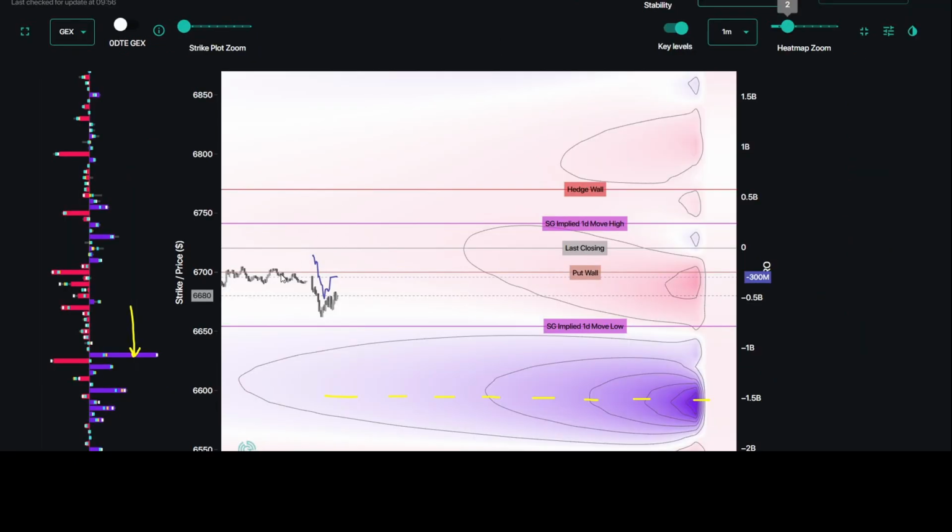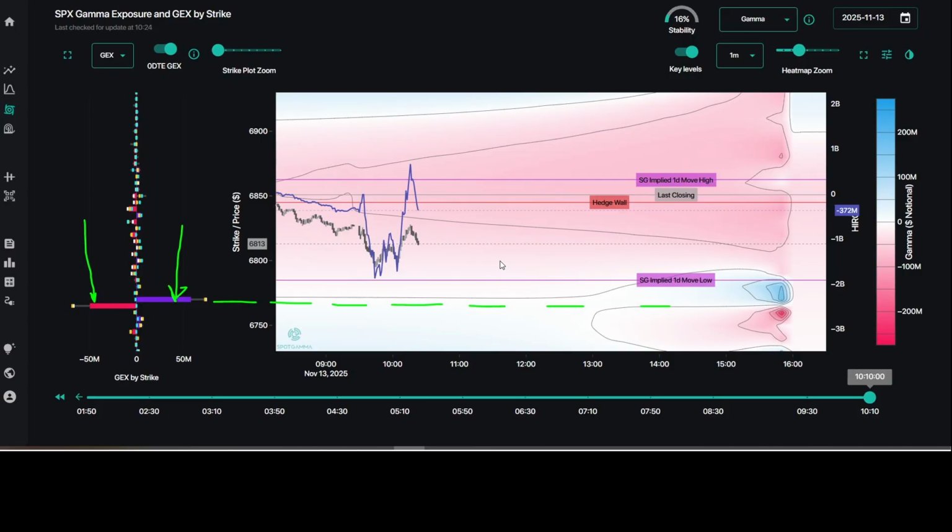Here is another example. If price is making lower low, lower high, you have to take a short position and get out of your position here at this level. Here is another example. You take a short position here and get out of this position here at this level.